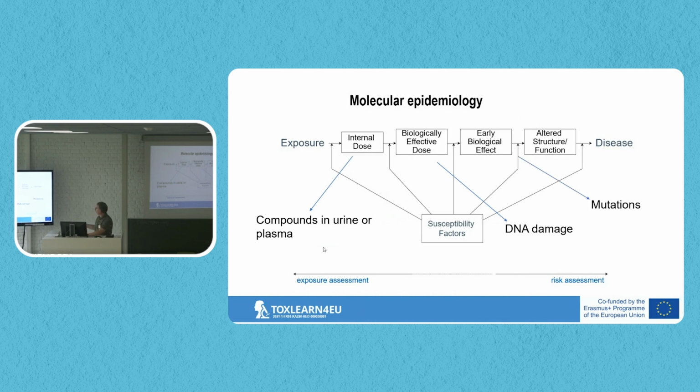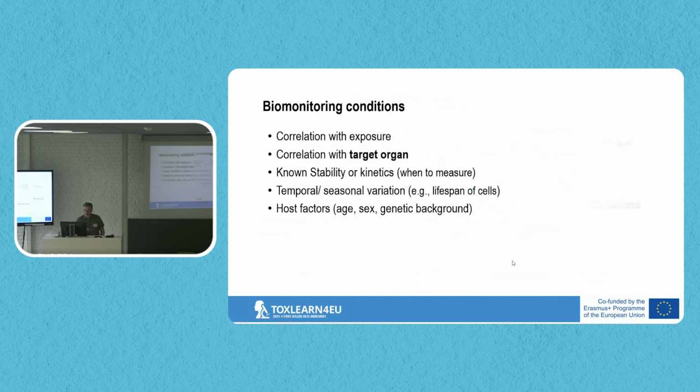Then we go to a biological effect. That could be mutations, right? Because DNA damage, not all DNA damage will convert into mutations, right? So you can build that up actually, and then you have susceptibility factors that determine how quickly you go from left to right. Again, these susceptibility factors are something that I will address in more detail later on.